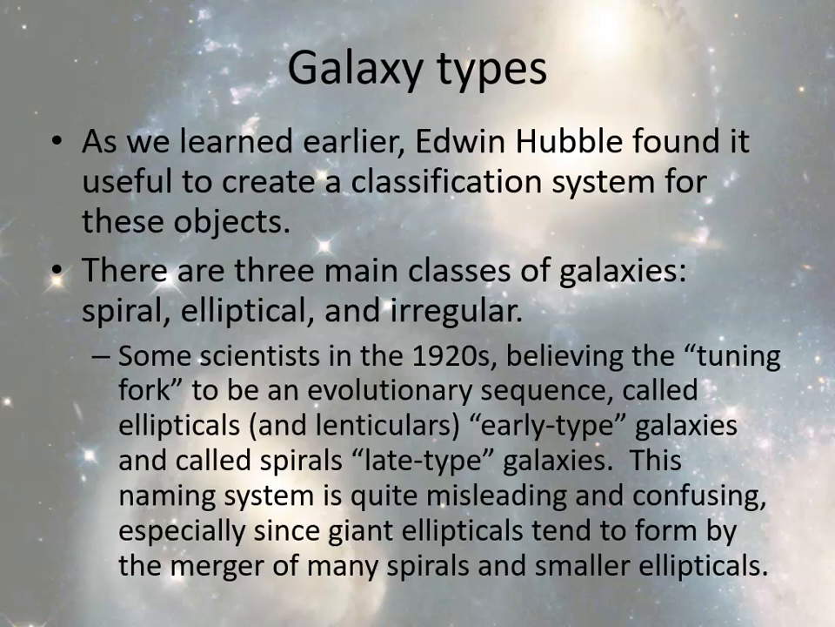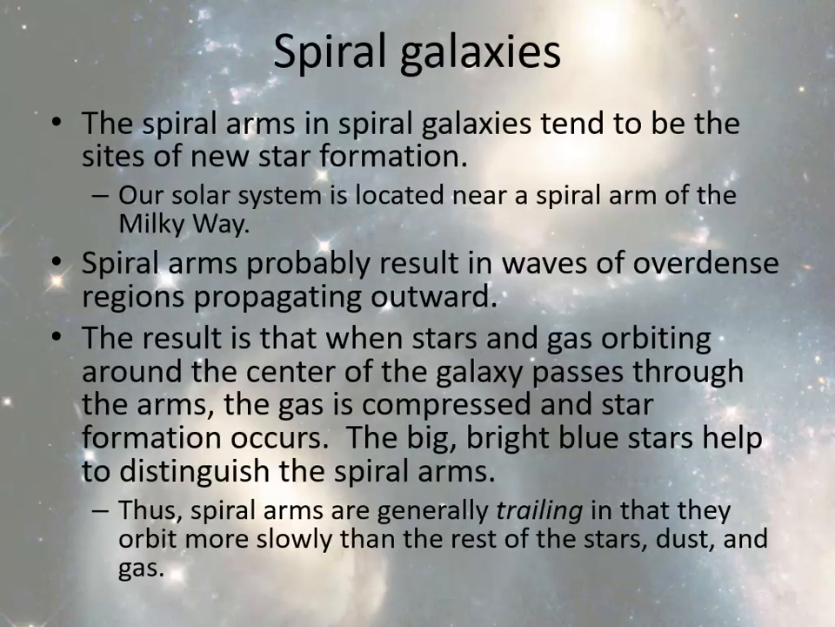Galaxy types. As we saw, Edwin Hubble came up with this classification system for galaxies, and in his tuning fork diagram, he had ellipticals and spirals, and he divided the spirals into barred spirals and non-barred spirals. But there were also some galaxies that just didn't fall in the tuning fork. These were irregular galaxies. But first, let's turn our attention to spiral galaxies. These are ones that have noticeable spiral structure or general disk-like structure with spiral patterns in the disk.